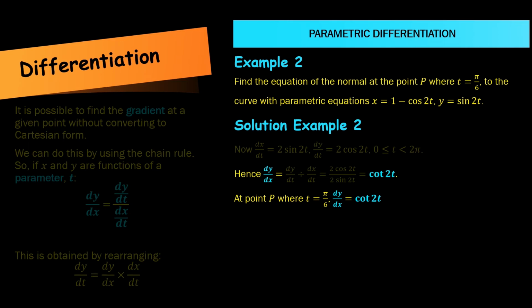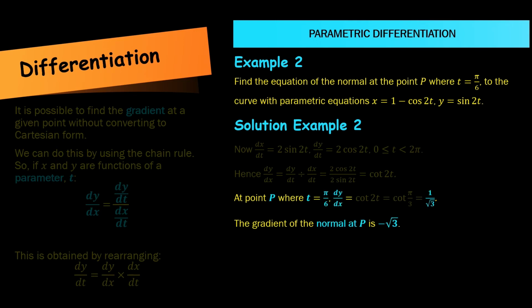At the point t equals pi by 6, we obtain dy/dx equals cot pi by 3, which is equal to 1 over root 3. And therefore the gradient of the normal at P is minus root 3. This is because the gradient of the line times the gradient of the normal to the line is equal to minus 1.